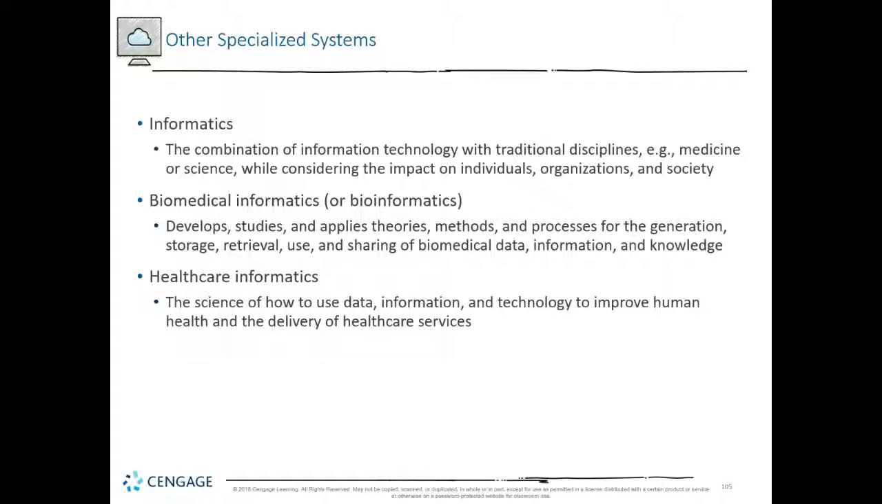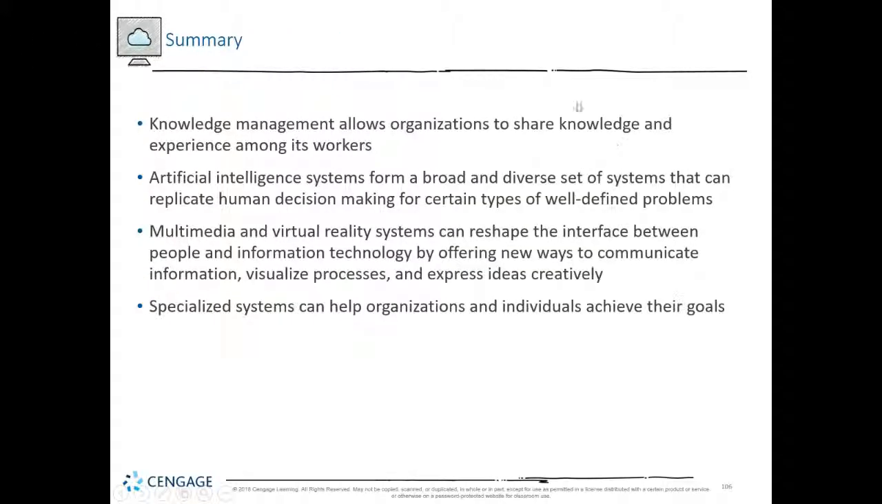Other specialized information: informatics, the combination of information technology with traditional disciplines, for example medicine or science, while considering the impact on individuals, organizations, and societies. Biomedical informatics or bioinformatics: develop, study, and apply theories, methods, and processes for the generation, storage, retrieval, use, and sharing of biomedical data, information, and knowledge. Healthcare informatics: the science of how to use information and technology to improve human health and the delivery of healthcare services.